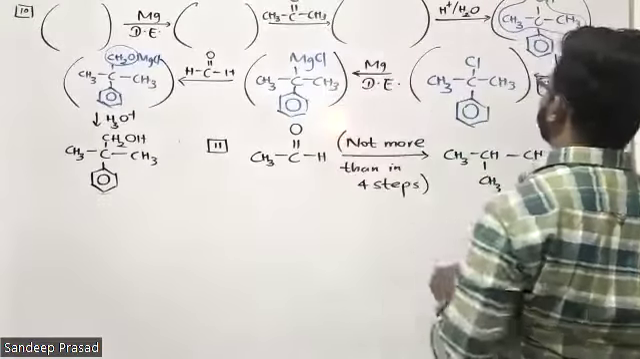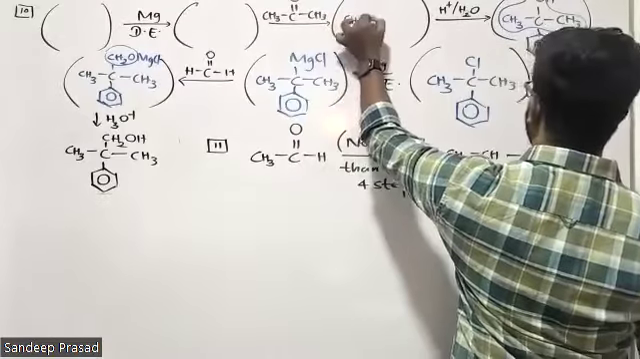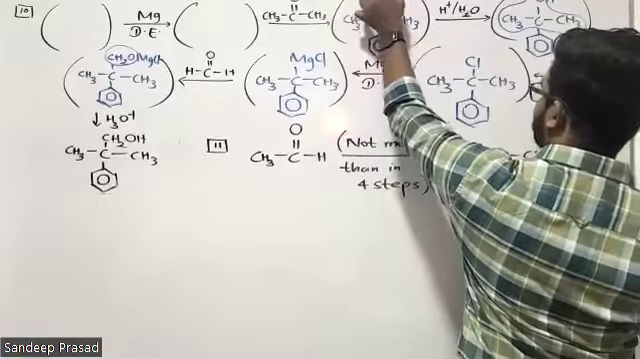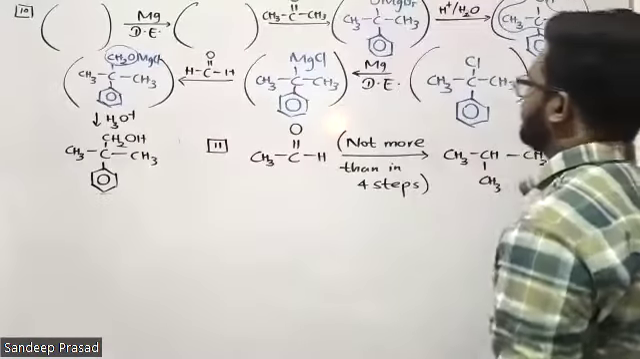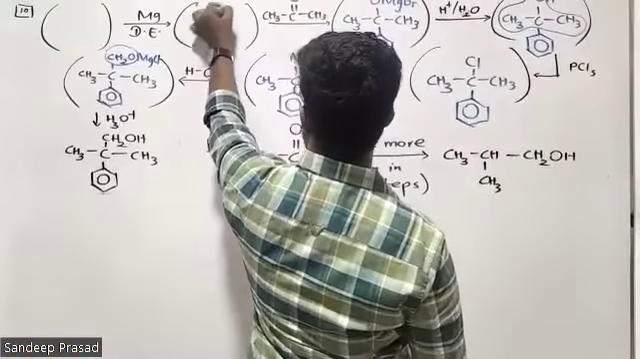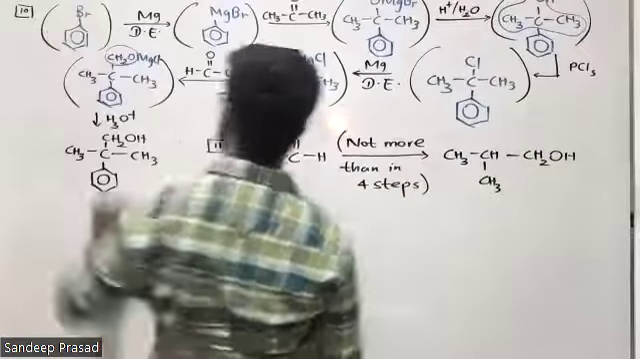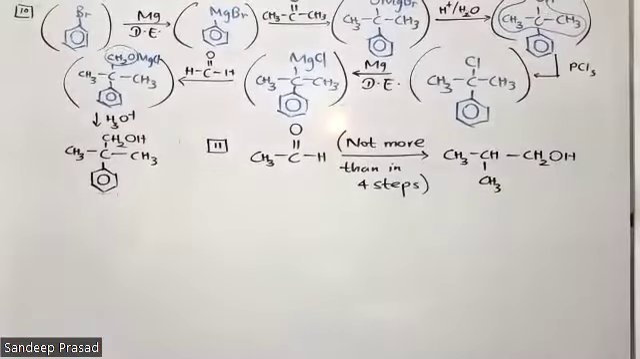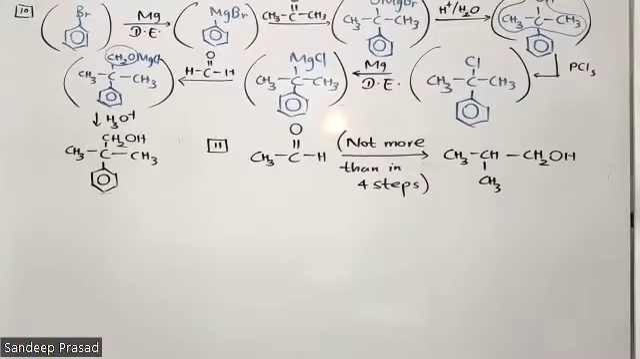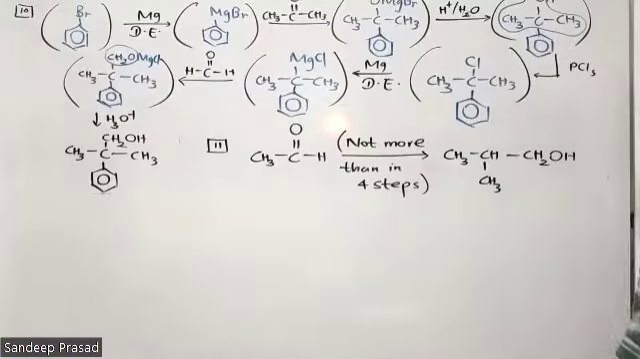Then the other one should be the Grignard reagent. So anyhow, this is CH3, C, CH3, O, MgBr. Then the Grignard reagent is phenyl magnesium bromide, and we have started from bromobenzene. Likewise, you should be able to go for the reverse as well. Now try to do this conversion in not more than 4 steps. Maximum number of steps is 4.